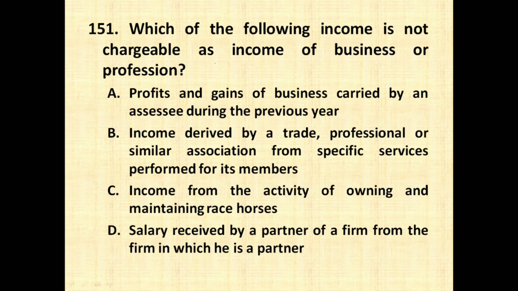Which of the following income is not chargeable as income of business or profession? Profit and gains of business carried on by the assessee during the previous year. This is definitely charged under income from business and profession. Income derived by a trade, professional or similar association from specific service performed for its members. This is also chargeable. Income from activity of owning and maintaining horse races? No, this is not chargeable under income from business or profession. It is charged under income from other sources. Salary received by a partner of a firm from the firm in which he is a partner, definitely this is also charged under income from business or profession.